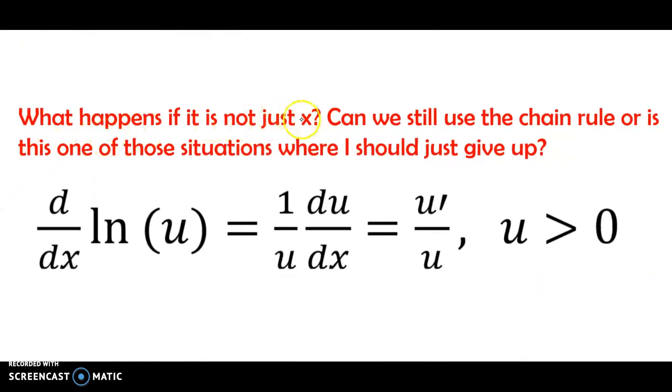Now, what happens if it's not just x? Just like it wasn't just e to the x all the time. We could have things other than just x. If that's the case, then we do use our chain rule. So we would do 1 over u times du dx, the derivative of what's inside. Or you might see it as u prime over u. And don't forget, this is when u is greater than 0.